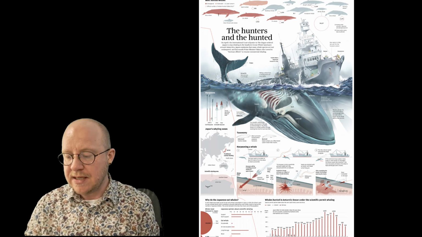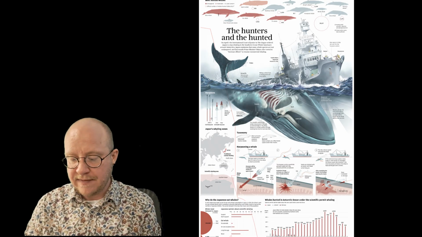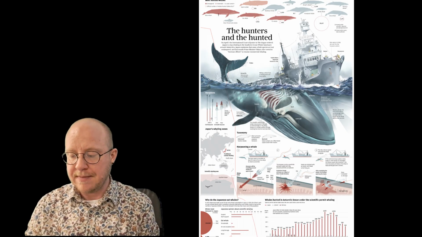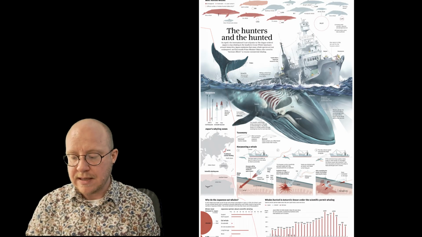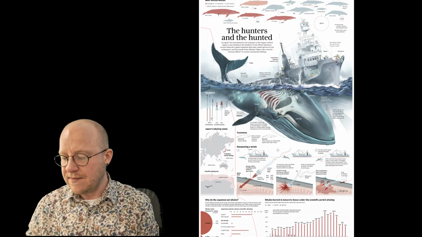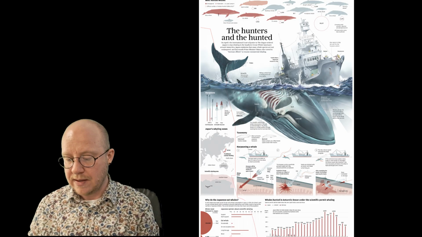According to the IWC, indigenous subsistence whaling occurs in Greenland, involving the fin, bowhead, humpback, and minke whales. In Siberia, involving the gray and bowhead whales, St. Vincent and the Grenadines, involving the humpback whales, and North America, involving the bowhead and gray whales.